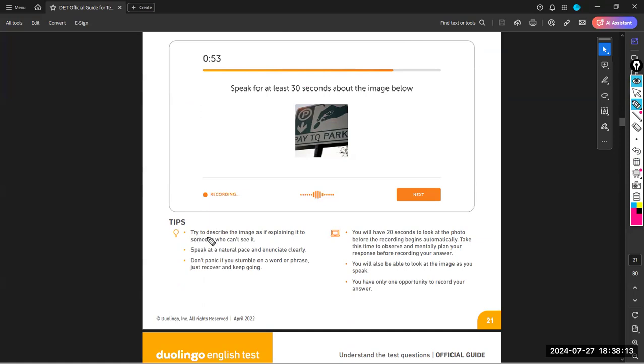Now, what are the tips that I don't have to forget if I want to speak about a certain photo? Now, try to describe the image as if explaining to someone who can't see it. So this is the most important thing. You have to explain to someone, absolutely, because you have to describe. As you notice, in writing, you have to describe. You have to give the listener the chance to imagine the scene, to imagine the picture, to picture it.